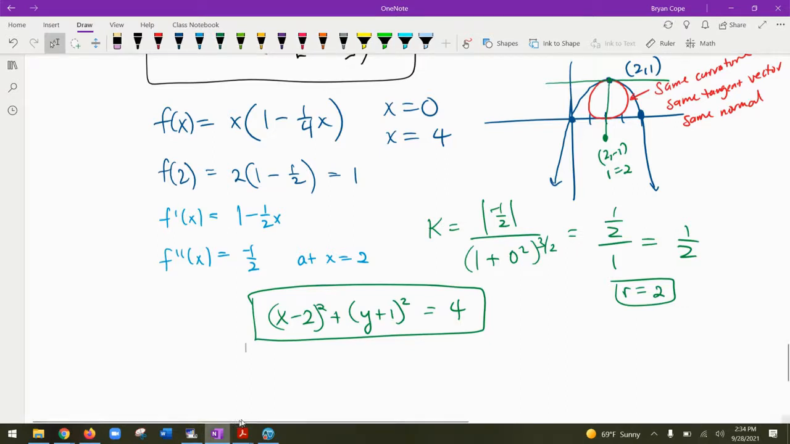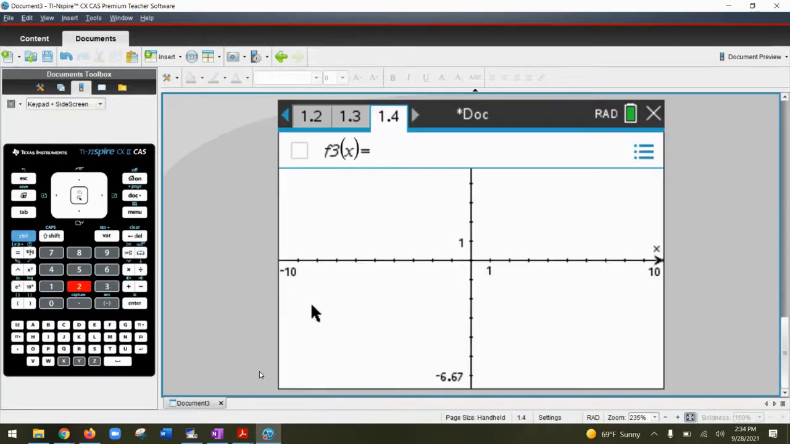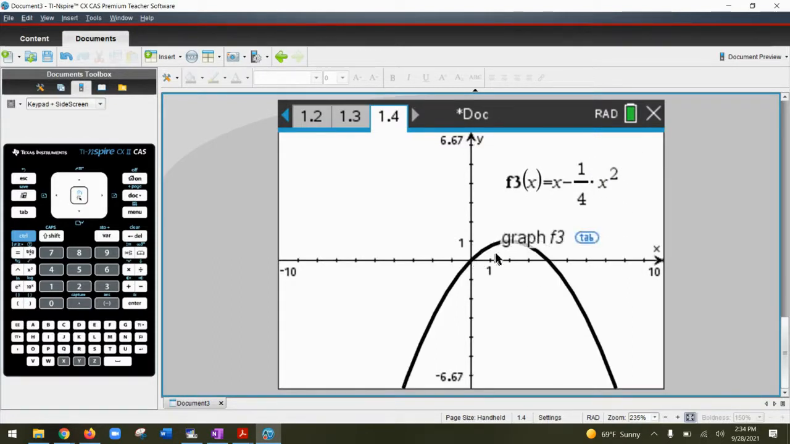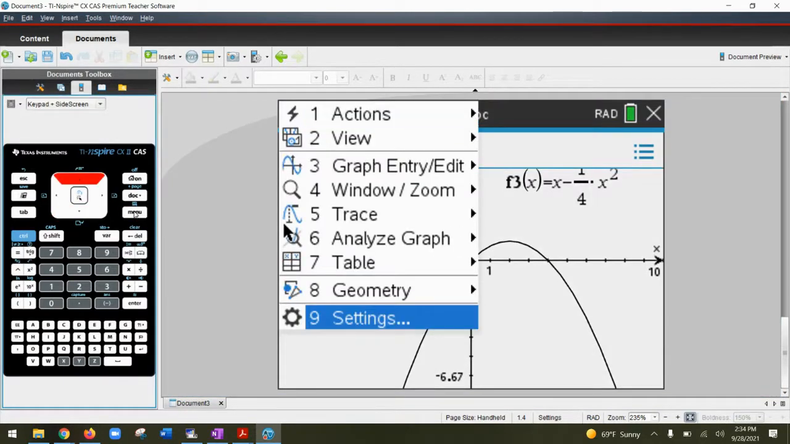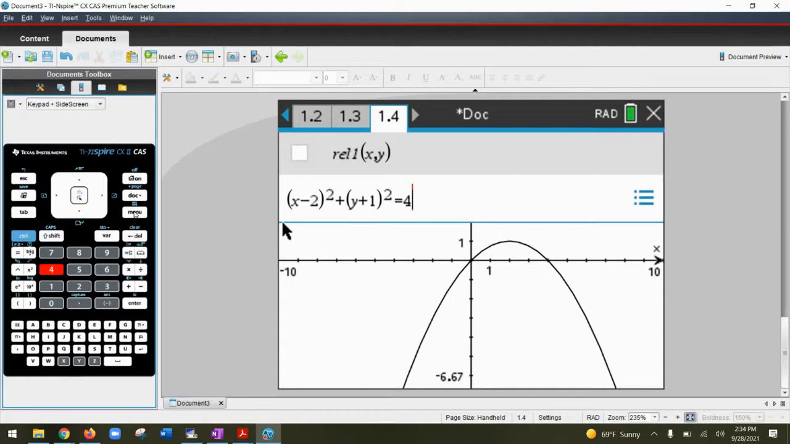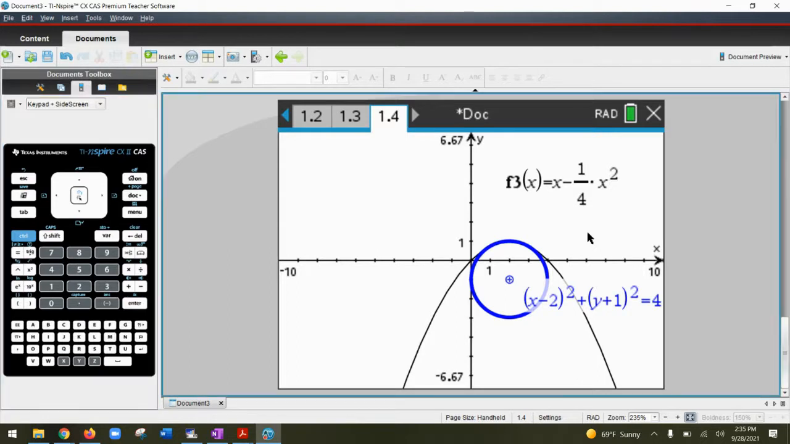Let's use the calculator to model what we see here. The function was x minus 1/4 x squared. So we had all the features right? The vertex is at 2, 1, zeros are at 0 and 4, all good. Now let's write the equation of the circle. What did I say it was? (x minus 2) squared plus (y plus 1) squared equals 4. Now what shows up should have a matching curvature at that point of tangency. It worked. Now you've got the same tangent, and it perfectly fits in there.